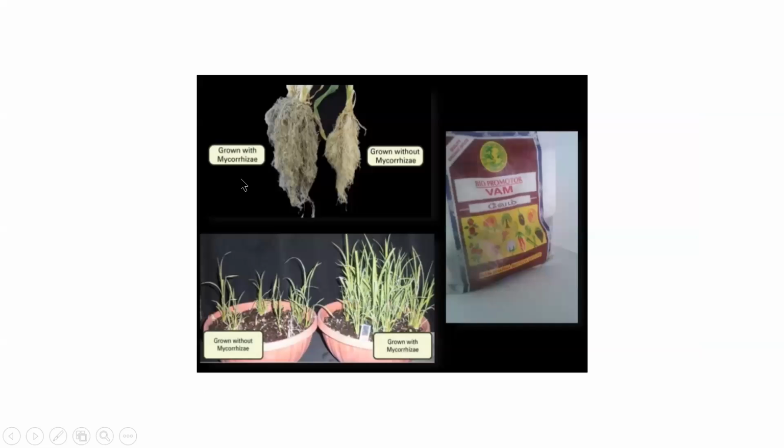Okay, and this is just to show you the difference between a plant with mycorrhizal association and a plant without mycorrhizal association. You can see the surface area of the root, how much it has increased. Okay, and then you can see how the plants grow with the mycorrhizal association, while very little growth happens in a pot without it. The growth is so bad without mycorrhizal association. So mycorrhiza are grown and packeted, and they are available to the farmers for use in the form of packets, okay, for a very nominal price.